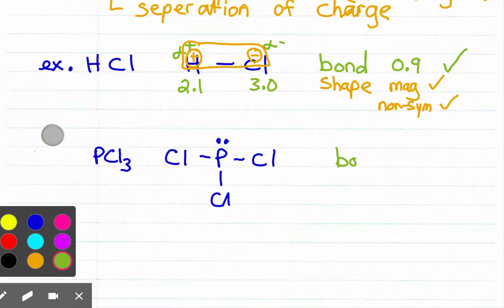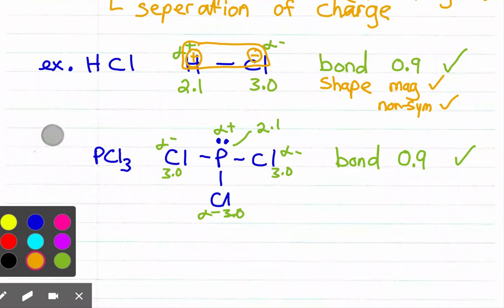So my bond check: my chlorine has an electronegativity value of 3.0. So all of these are 3.0. And my phosphorus has an electronegativity value of 2.1. So we have a difference, again, of 0.9. So that meets the criteria for a polar bond. So it meets that criteria. And so we know we have partial charges. So my chlorines become partially negatively charged. My phosphorus becomes partially positively charged.